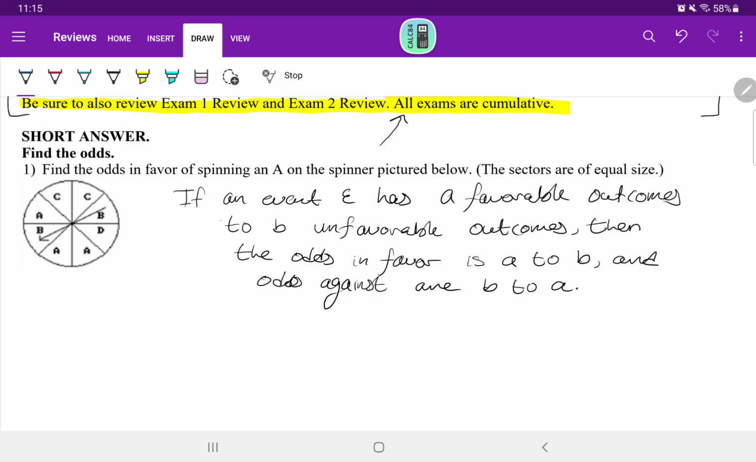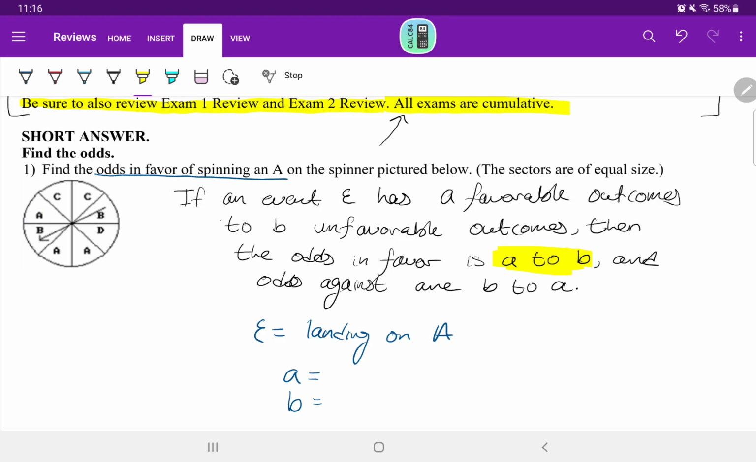In this case, I want to find the odds in favor of spinning an A. So I'm going to be using the format A to B. If I wanted to find the odds against, it would have been B to A. So the event in this case is landing on A. The A of the ratio lets me know in favor of landing on the letter A, and the B in the ratio is against landing on the letter A.